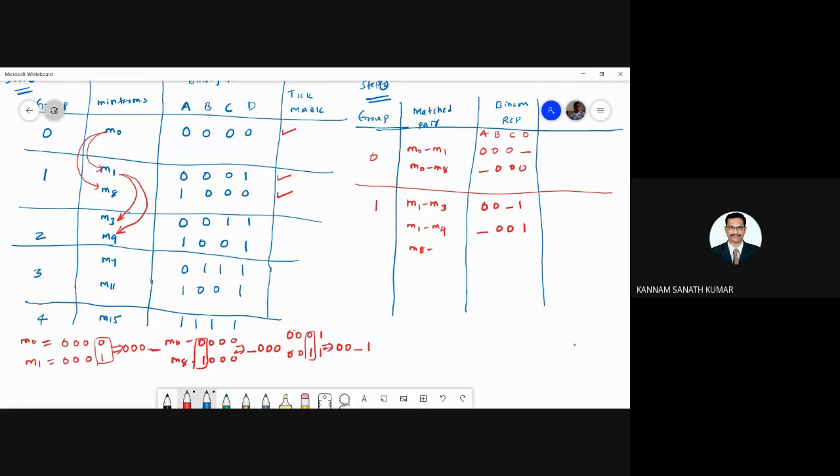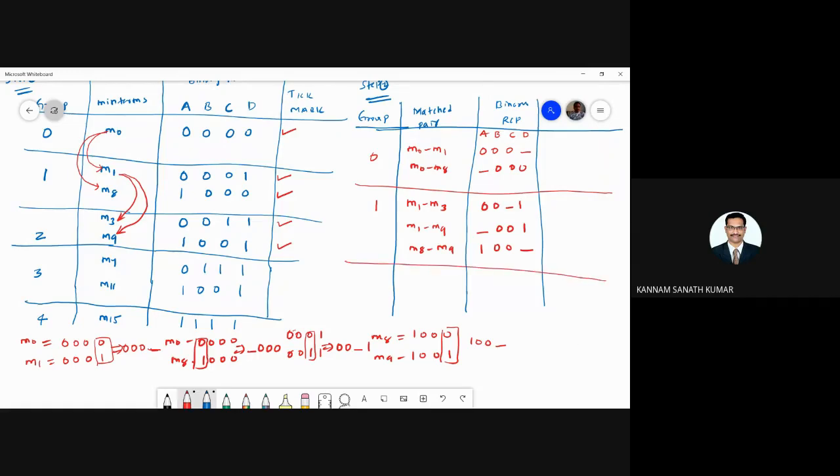After comparing m1 and m3, and m1 and m9, I got these. And m8 and m9, you have to mark the tick mark. m8 is 1 0 0 0 and m9 is 1 0 0 1. This differs by only one bit, so you will get 1 0 0 colon. Like this you will get.